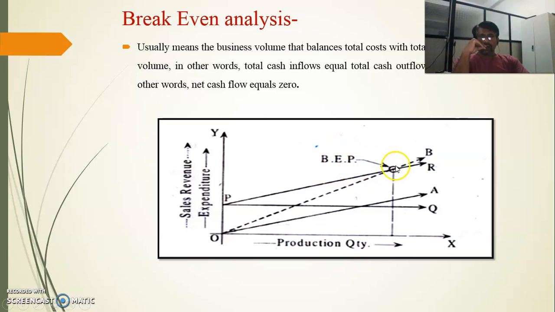At this quantity, at this juncture, if the organization or the company sells this much quantity, then whatever revenue is generated by that organization will provide the company a no loss, no profit statement.